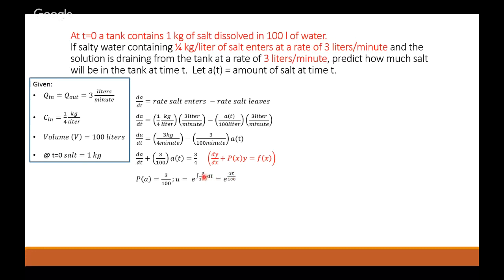The 3 over 100 is a constant, and the antiderivative is just time, the variable t. So now we have an integrating factor. We take the integrating factor and multiply both sides of our first order linear differential equation. That's what we're doing here: our integrating factor times dA/dt plus 3 over 100 A is equal to 3/4 times the integrating factor.